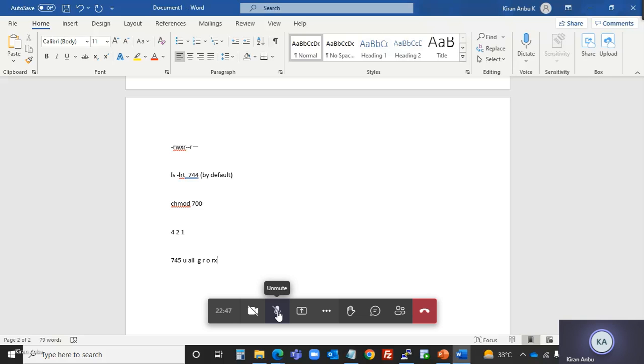So what I mean to say is, any number, 745 or 744, convert it into the form of access for user, group and others, what kind of permission, and you can explain in that way, like that I am saying.